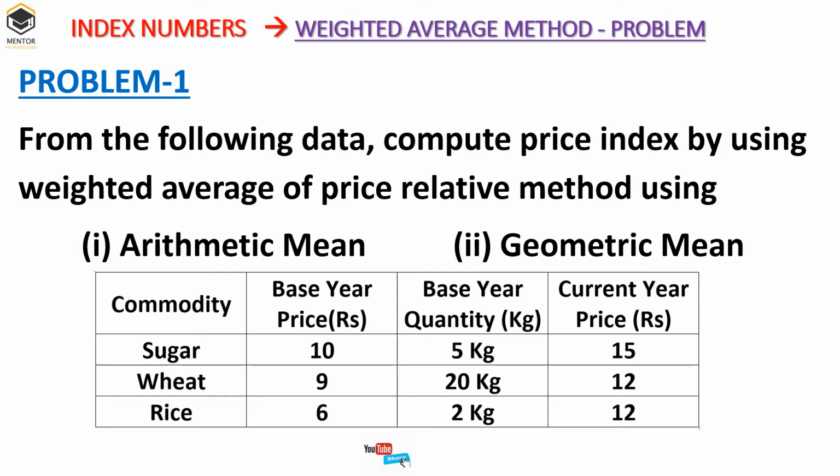From the following data, compute price index. What we have to find? The price index by using weighted average of price relative method, using either arithmetic mean or geometric mean. The table is given here, the commodities are sugar, wheat and rice. The base year price, base year quantity, and current year prices are given. So with respect to this data, we need to find the weighted average of price relative using arithmetic mean or geometric mean. So let's start with the solution.